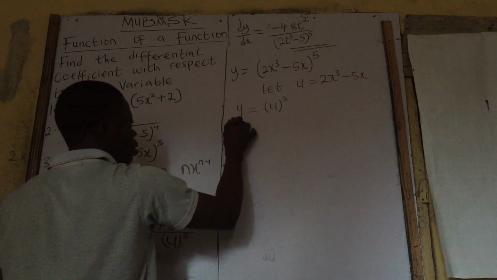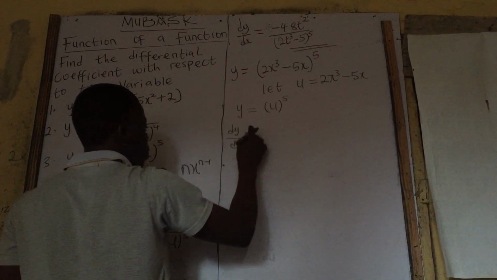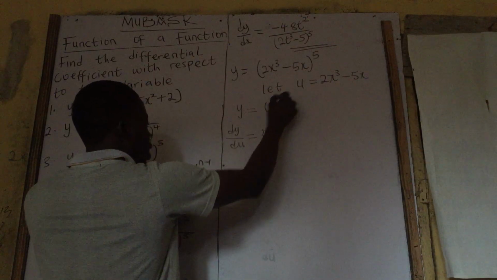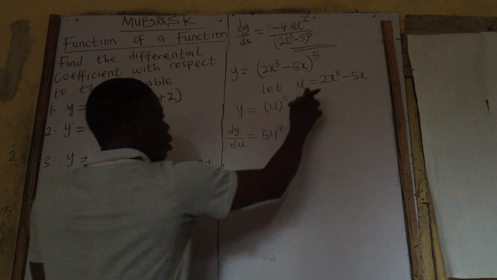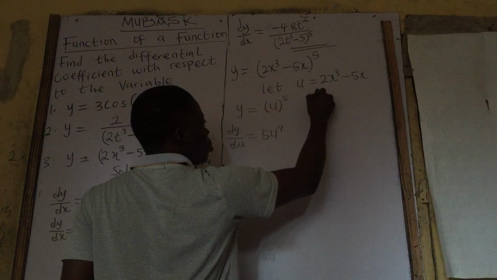Let us differentiate it. dy over du now equals what? By using the general method, which is what? 5u to the power 5 minus 1, which is 4. Then we have to differentiate our function. By differentiating our function, it will be what?